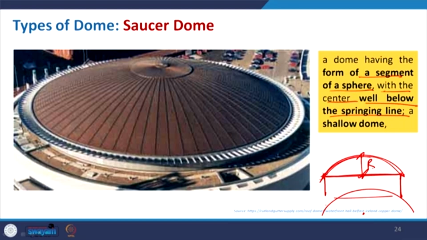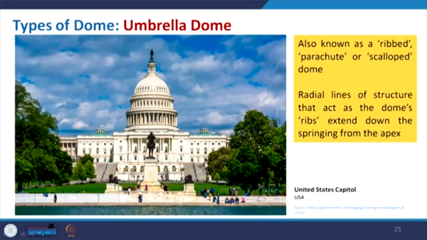So, this is the line that we have talked about, the springing line, even in the vault. This particular portion is the saucer vault. Here you can see how flat it almost is. So, it is the saucer dome.